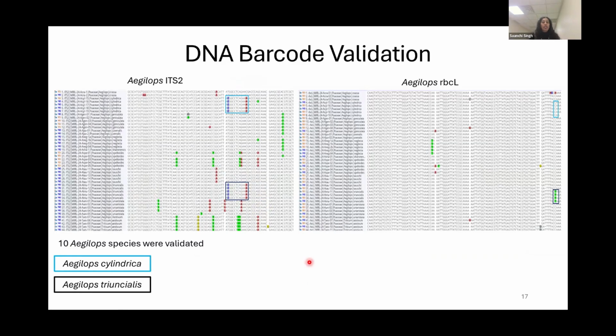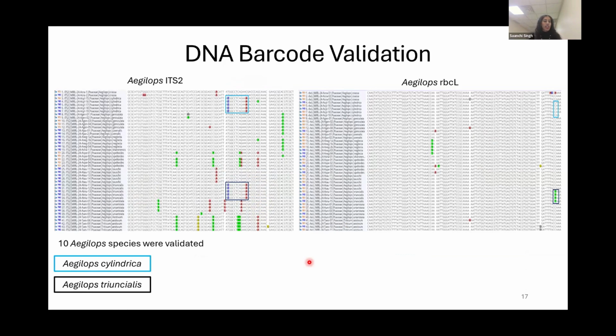But we barcoded 10 species of Aegilops. One of them was Aegilops cylindrica, so jointed goatgrass, and the other 9 being close relatives of it, along with wheat. And this is just to ensure that we can uniquely identify jointed goatgrass from everything else.